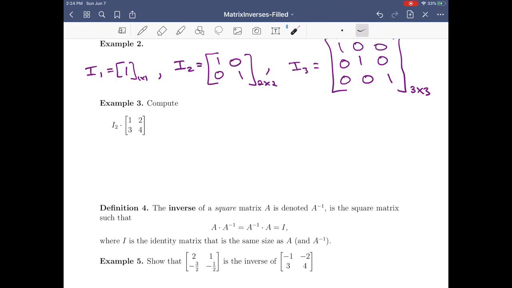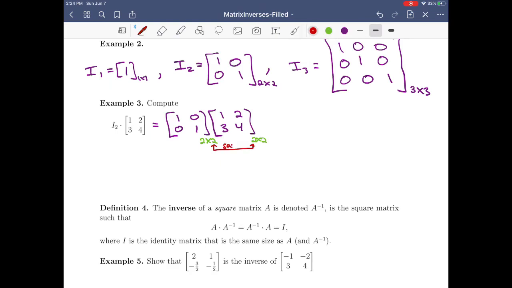Let's try to compute the identity matrix of size 2 times this 2 by 2 matrix. I2 looks like 1, 0, 0, 1. And then we want to multiply it by this matrix 1, 2, 3, 4. Notice that they're both 2 by 2 matrices, so the matrix multiplication is defined because these two numbers are the same. And we're going to get a 2 by 2 matrix.